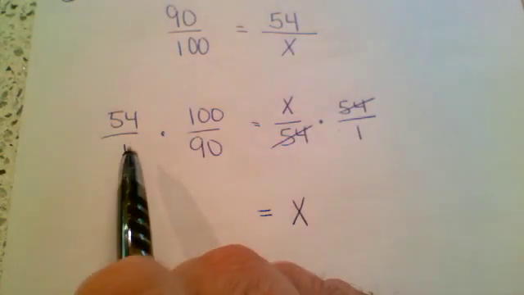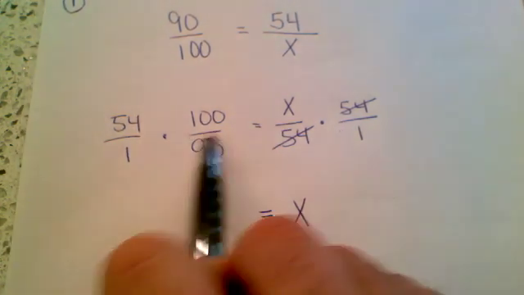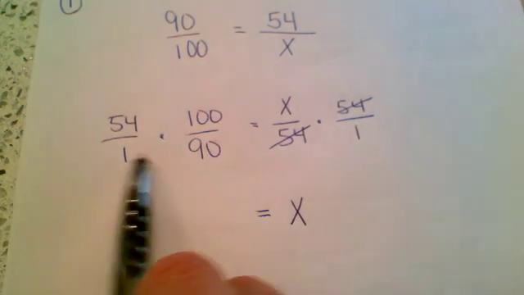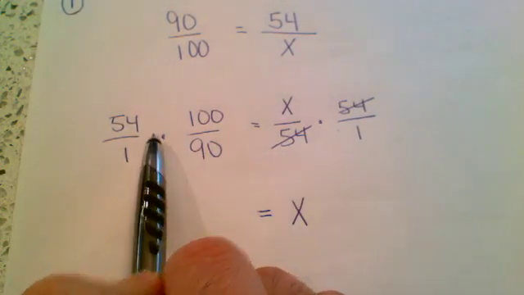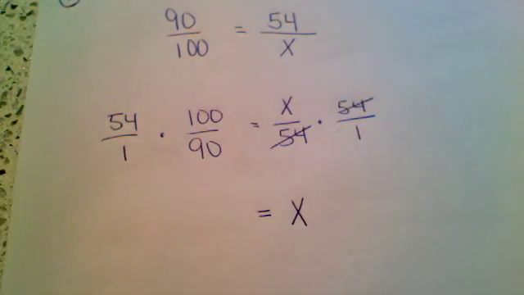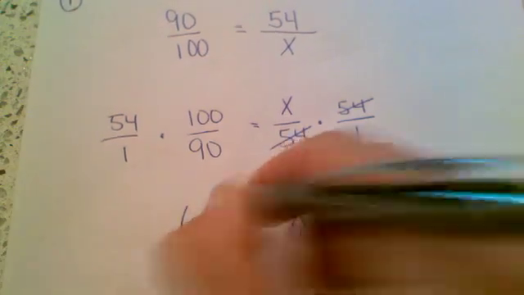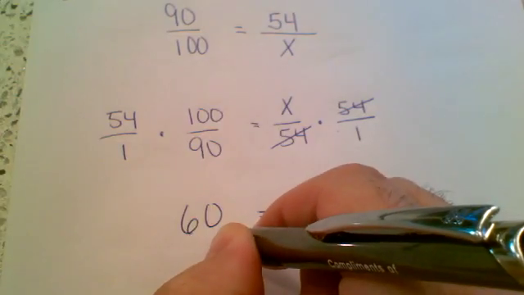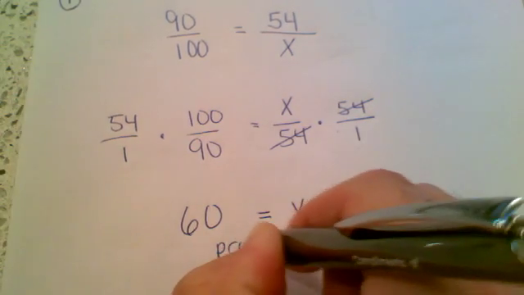This is where the calculator comes in. You're going to multiply 54 times 100, and then take the answer and divide by 90. We know that 90 times 1 is 90. That's why you divide by 90. So you get 60. And then that was 60 problems. So we want to make sure we label the answer.